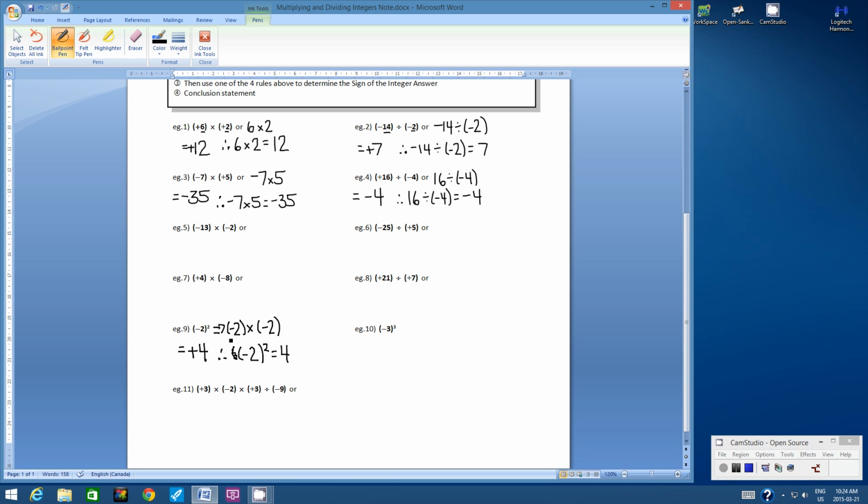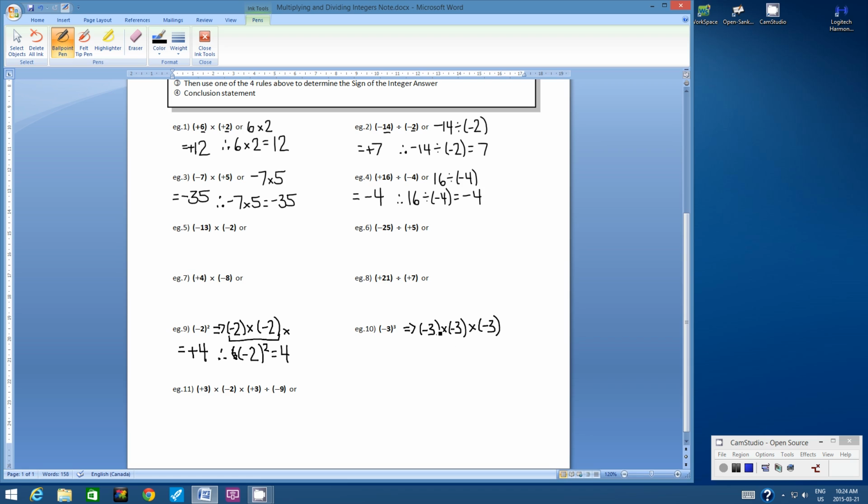Okay? So when you write your conclusion statement, don't use this. We only wrote this to remind ourselves what negative 2 squared means. Okay? So if we go to example 10, we have negative 3 to the power of 3. So do you remember what that means? That means negative 3 multiplied by itself 3 times. It does not mean negative 3 times 3. That is not correct.